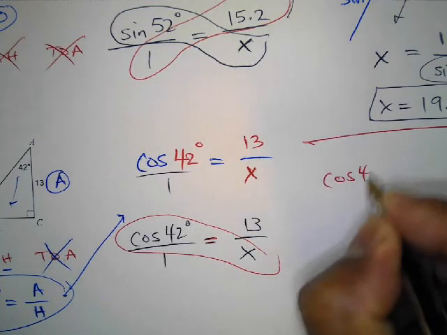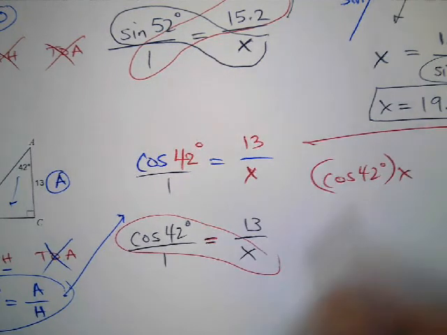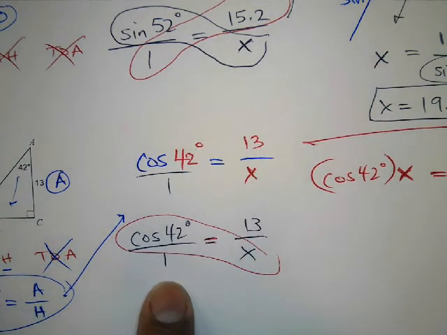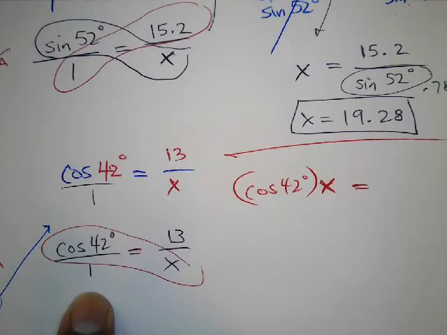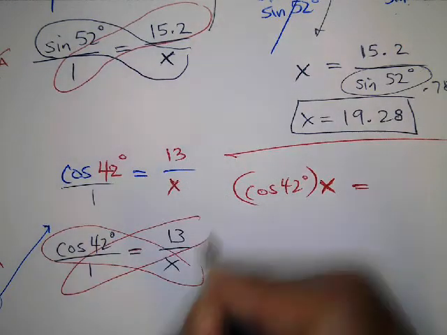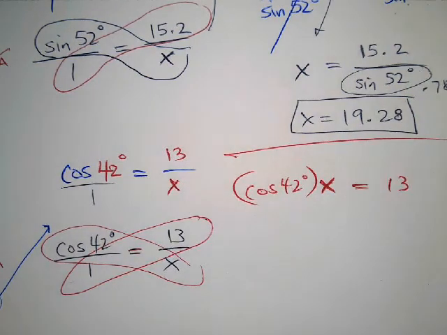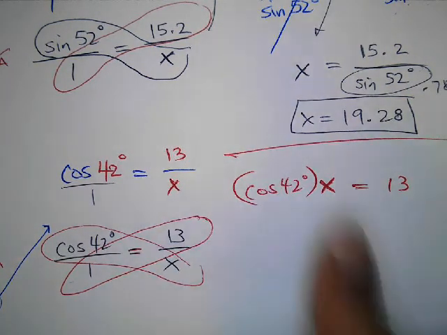That's going to be cosine of 42 degrees. That's my number times x is equal to what? Now you multiply these over here. 1 times 13 is just 13.